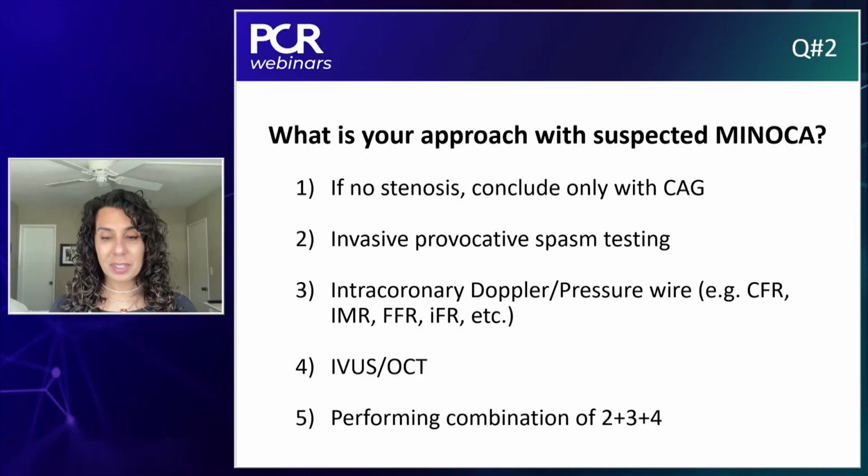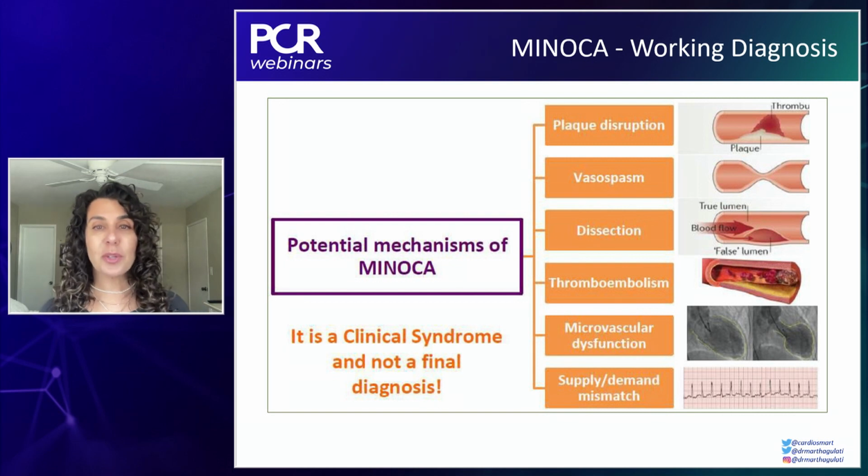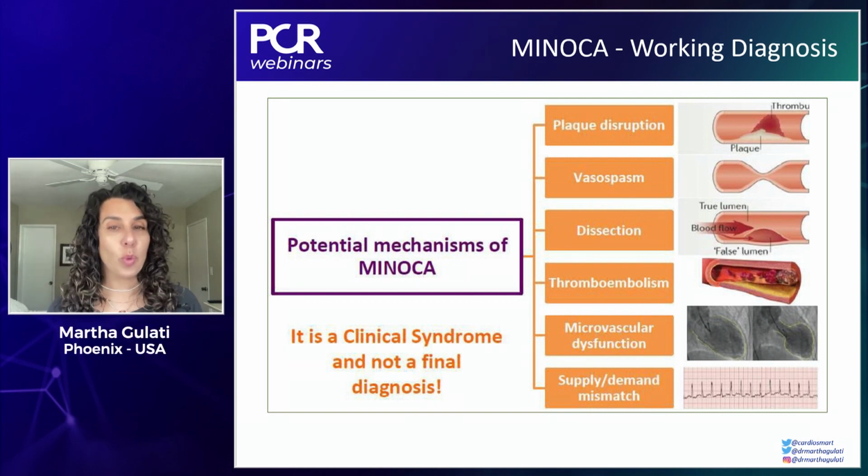Sure. So again, just to remind you that MINOCA is a working diagnosis and it's really a syndrome. You haven't really made the diagnosis till you have more information. We're looking for plaque disruption, vasospasm, dissection or thromboembolism or microvascular dysfunction, or to make a diagnosis of supply demand mismatch. That's why I don't think anyone was wrong when everyone chose the last choice, because depending on what your clinical suspicion is, you may need a combination of those other studies.